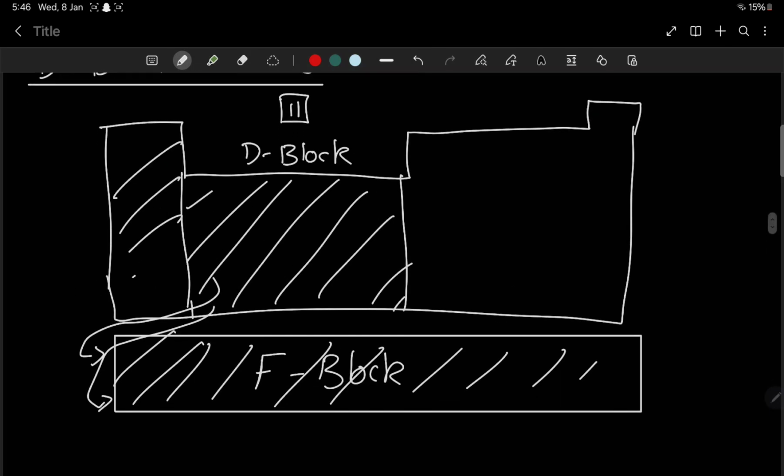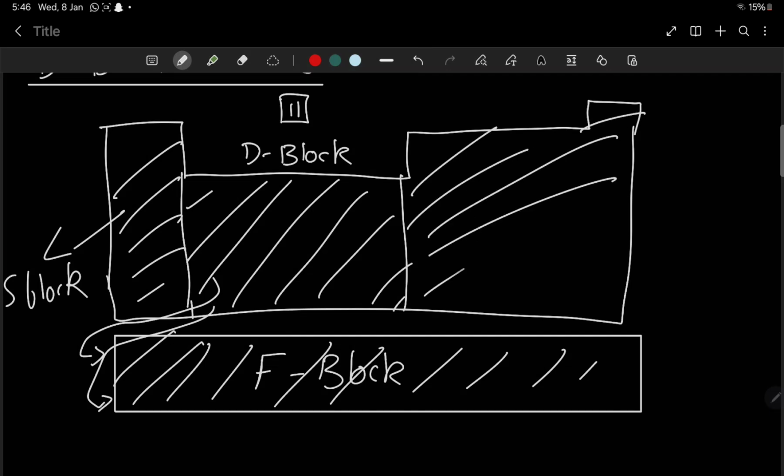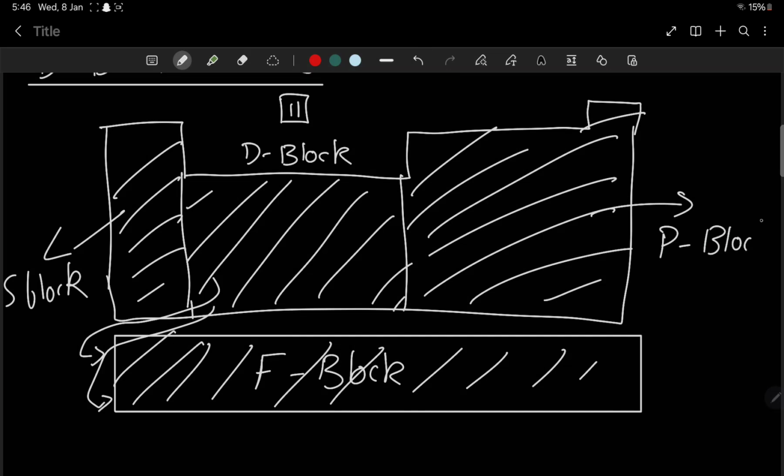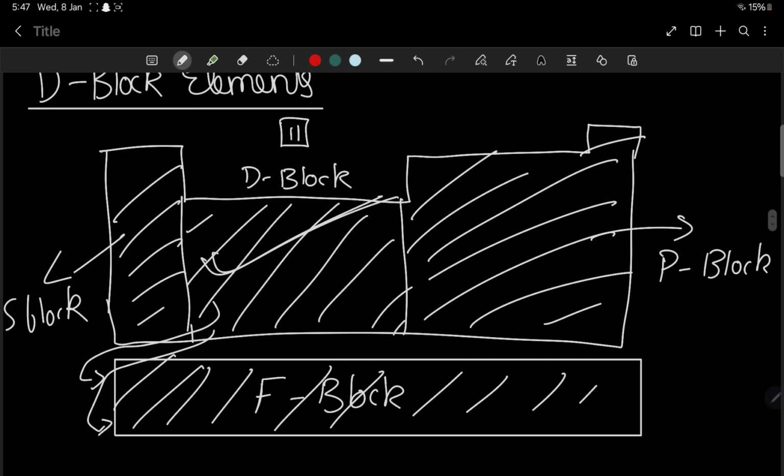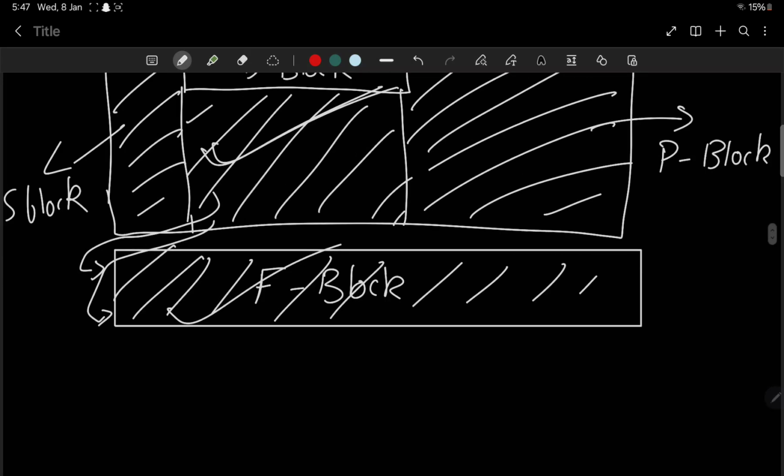This is which block? This is the S block. This is a common idea I am giving. This much is which one? D block. Okay, yes. So the D block is present here, the F block here. Okay, so the D block position I told you.